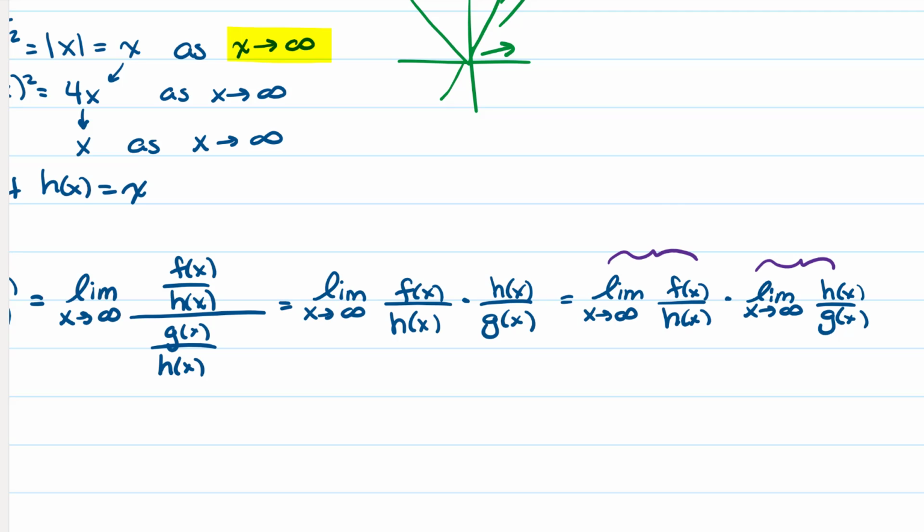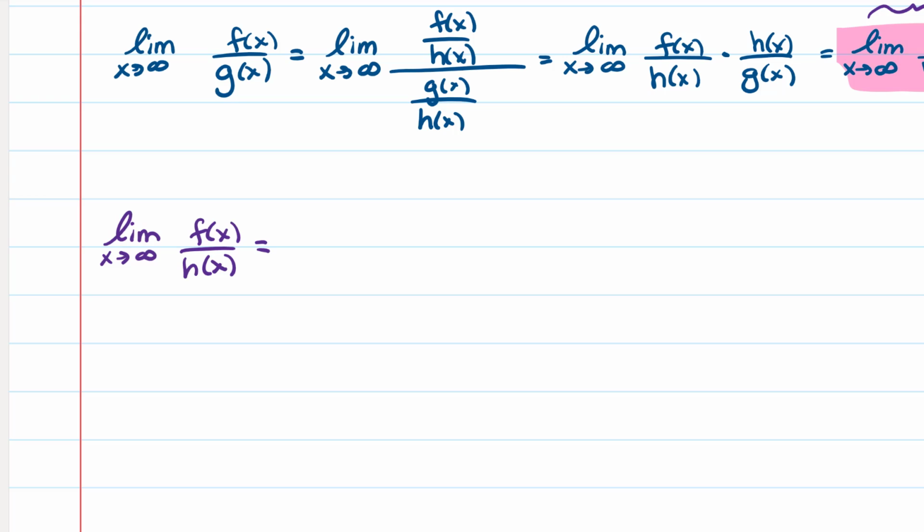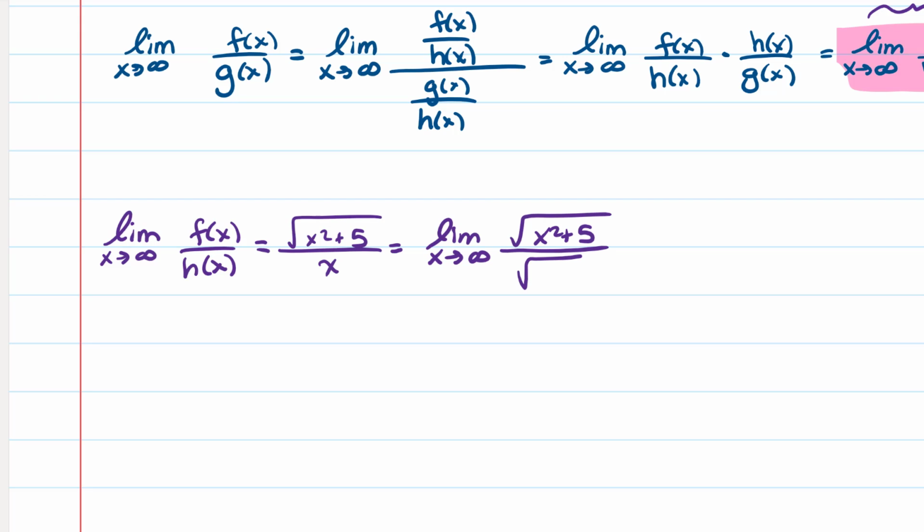So what we're going to do is find these two separately, and then we'll multiply them at the end. Okay? So the first one we're going to work out is the limit of f of x divided by h of x. And recall f of x was the square root of x squared plus 5, and h of x was x. Okay, so I can rewrite x, and again, this is using some fancy algebra here. I can rewrite x as the square root of x squared, because we're going to infinity, they have the same end behavior, and they're practically the same function. So then I can write the whole thing underneath the square root.